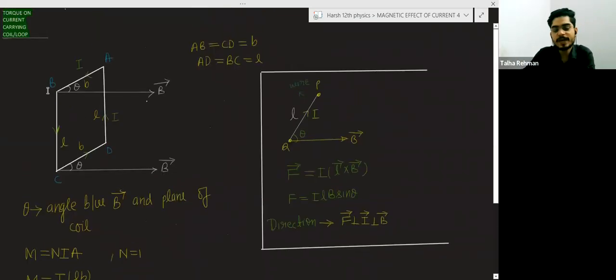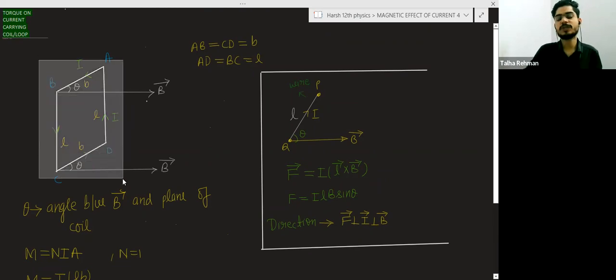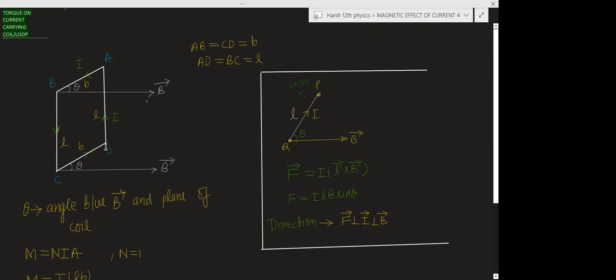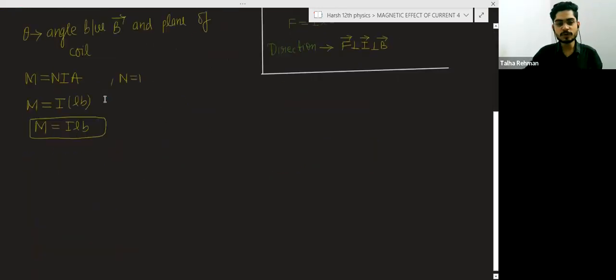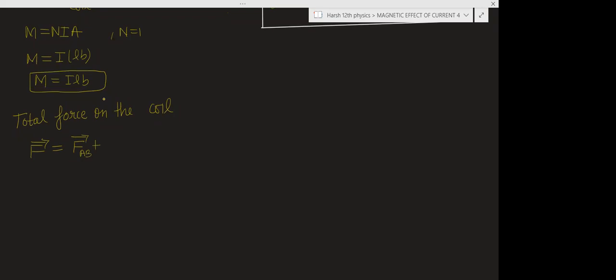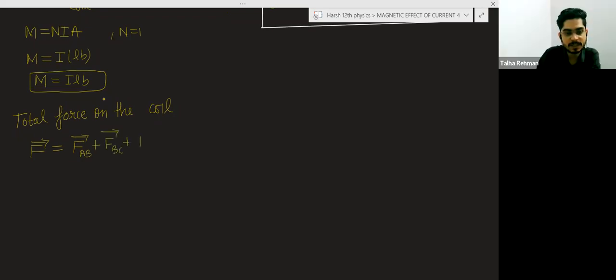Now, this coil is placed in the magnetic field. Actually, we want to find the total force on this coil. So we have to divide this coil into four parts. First part is AB, second is BC, CD and DA. You can consider AB as a current carrying wire in the magnetic field. So there will be a force on wire AB, on wire BC, on wire CD, and on wire DA. So the total force on the coil is F vector, which is the force on wire AB, FAB, plus force on BC, plus force on CD, plus force on DA.